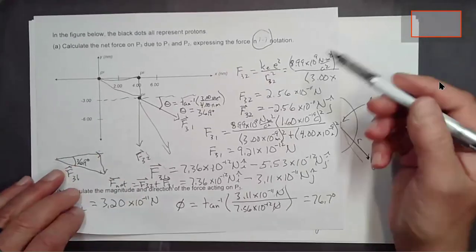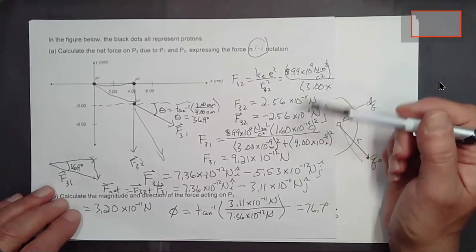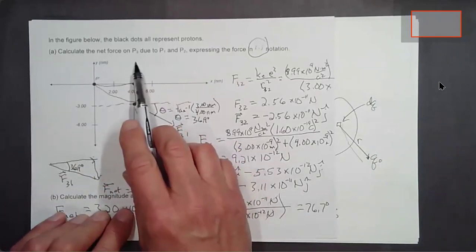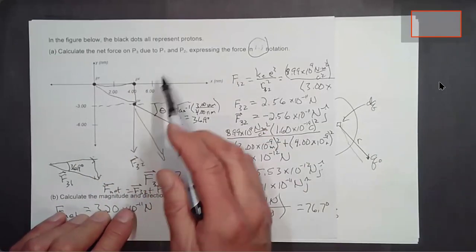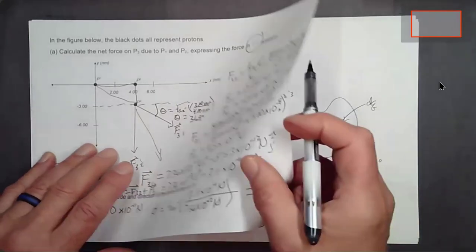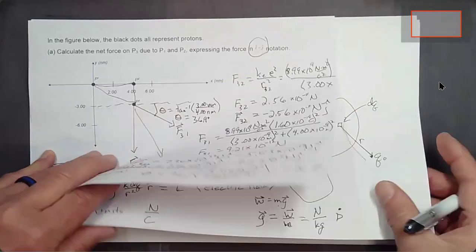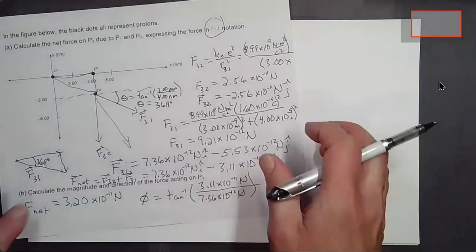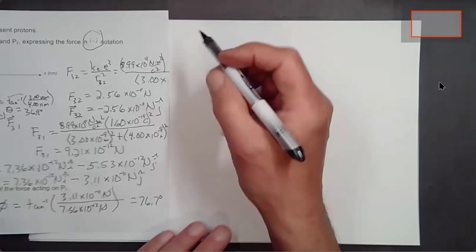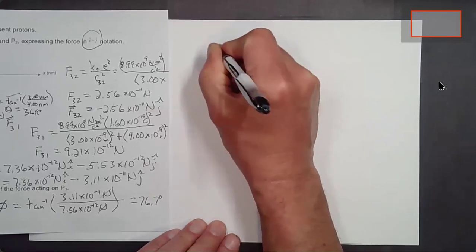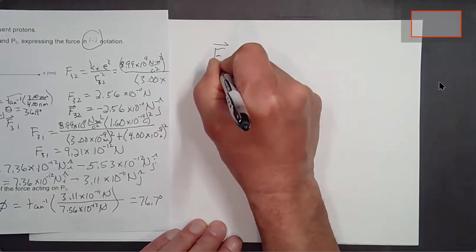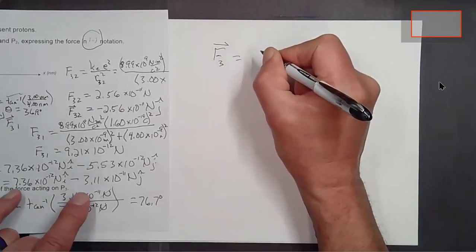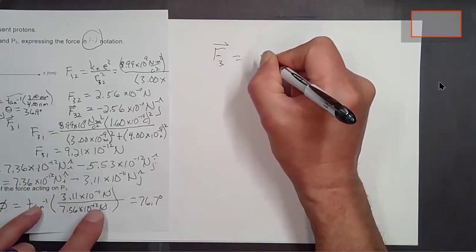This is one of the problems that I solved Monday, and we calculated the net force on P3 due to P1 and P2. And what I ended up with when I did that, let's see, I found out that the force that was acting on 3 was equal to, let's see.